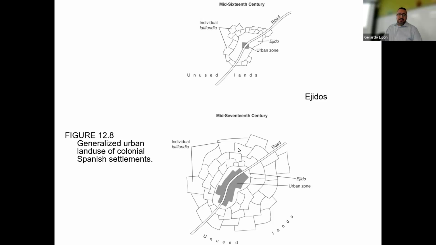But with time, as these towns grew, the ejidos got eaten up by the growing town, and there was less of it by what eventually becomes an urban zone. So then there's less ejido left.